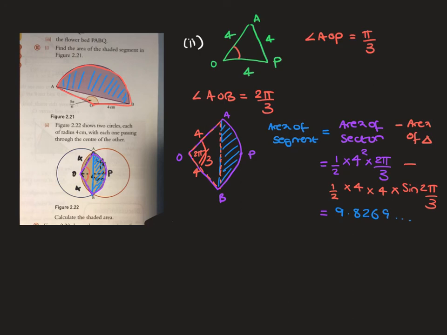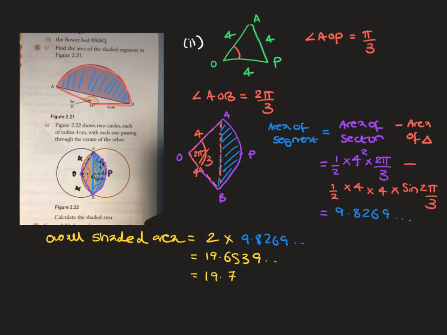Now, look at the diagram again. Can you see that the shaded area, the sort of mustard coloured, gold coloured shaded area, is made up of 2 blue segments. So the overall shaded area is equal to 2 multiplied by this value 9.8269, and that comes to a value of 19.653... 19.7 centimetres squared to 3 SF.